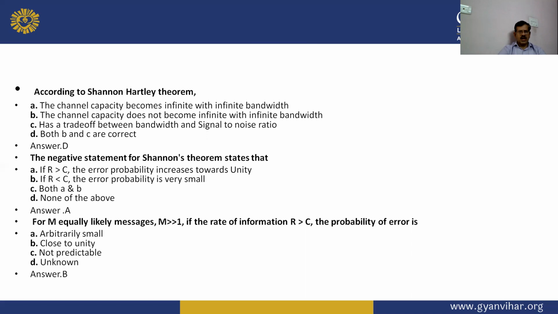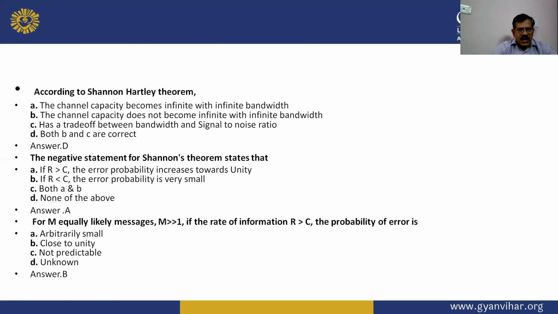Next question: the negative statement of the Shannon theorem states that: option A, if R is greater than C, the error probability increases toward unity; option B, if R is less than C, the error probability is very small; option C, both A and B; option D, none of these. So the correct answer is here option A.